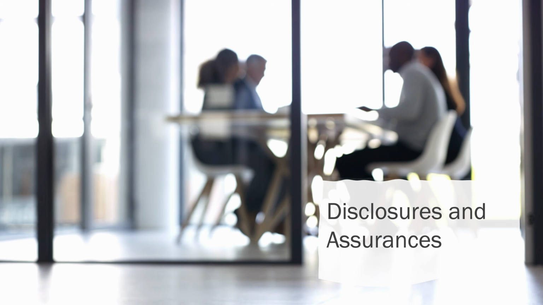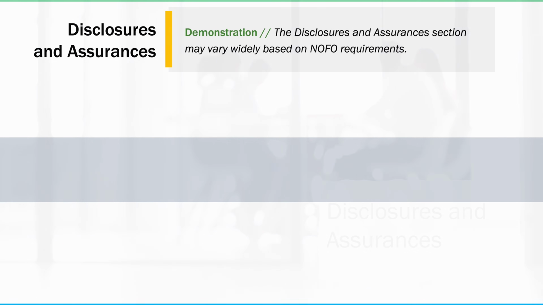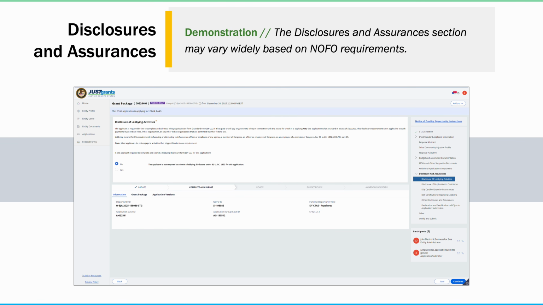Before submitting your application, you will need to view and certify disclosures and assurances. The Disclosures and Assurances section presents a series of subsections that must be read and acknowledged to submit the application. The subsections will vary depending on the requirements outlined in the NOFO. Typically, the first disclosure that applicants will see relates to lobbying disclosures. Applicants are required by law to complete and submit a lobbying disclosure form, Standard Form SF-LLL, if they have paid or will pay any person to lobby in connection with the award for which they are applying, and the application is for an award value of more than $100,000.